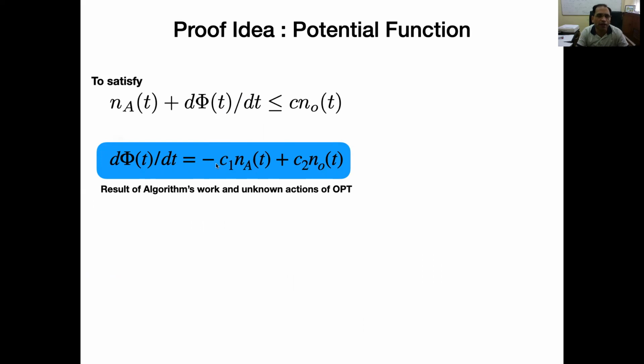Now this negative is nothing but the result of the algorithm's work, given that the potential function is going to be some function of the amount of work with the algorithm.